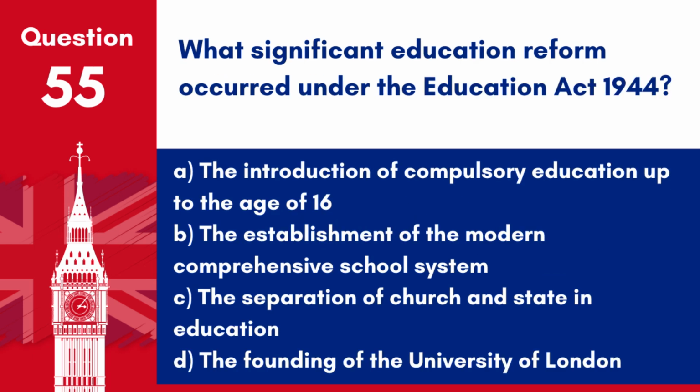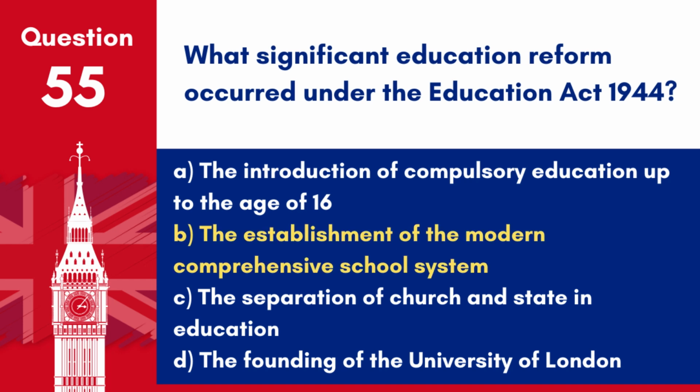Question 55. What significant education reform occurred under the Education Act 1944? A. The introduction of compulsory education up to the age of 16. B. The establishment of the modern comprehensive school system. C. The separation of church and state in education. D. The founding of the University of London.